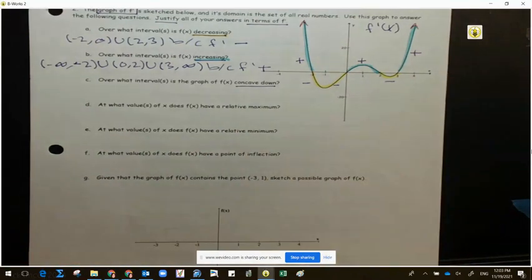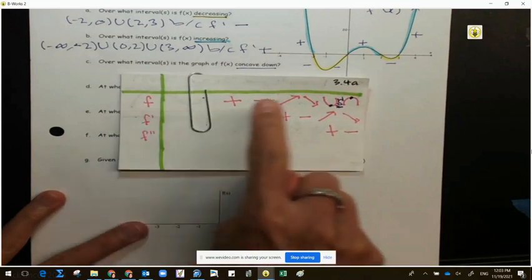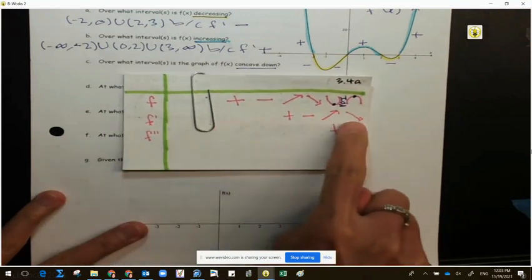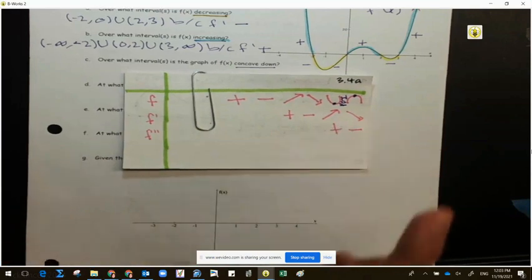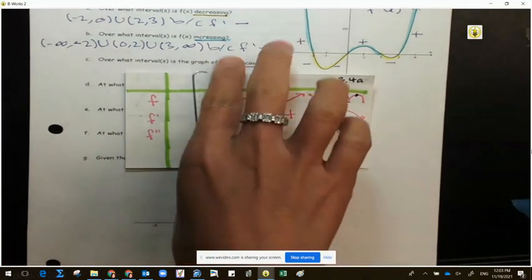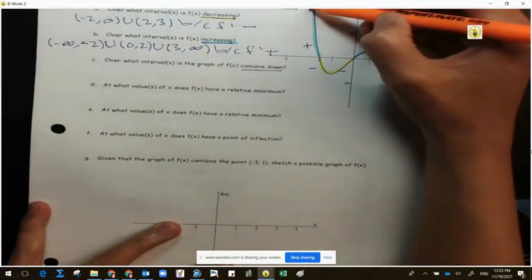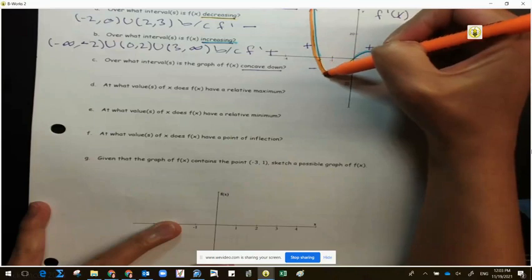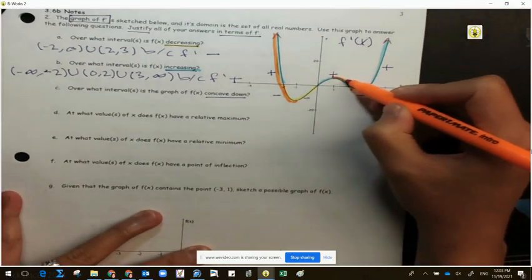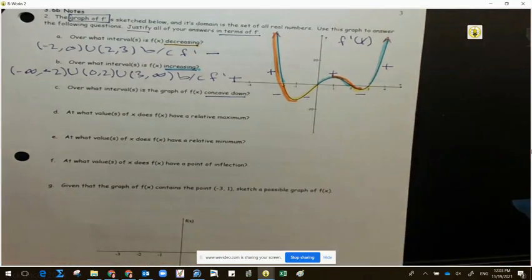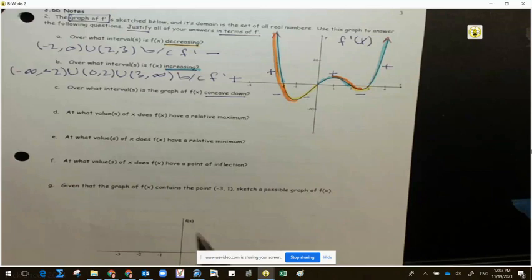If it is concave down, going back to our card, the graph is concave down when f prime is doing what? It is decreasing. So anywhere my graph is physically decreasing from left to right. I know this piece is decreasing. It stops right here. Do I have another spot that's decreasing? Right here. Any more? The rest are increasing.